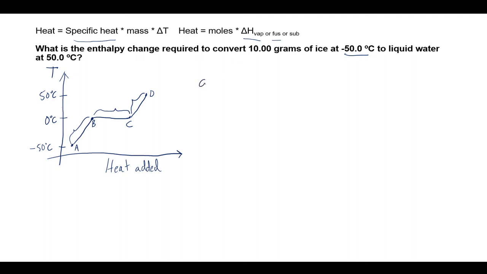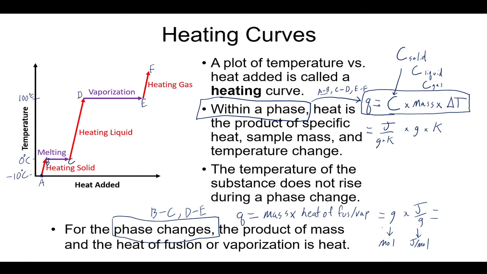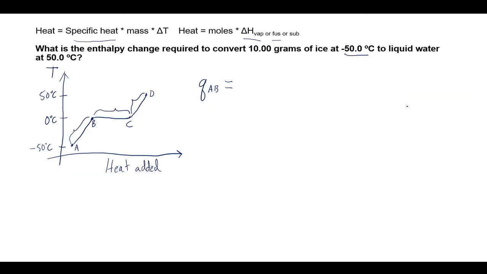So let's think about the amount of heat Q for A to B. For Q A to B, what formula am I going to use? Well, here I'm within a phase, I am just the solid. I need specific heat times mass times change in temperature. So I need the specific heat of the solid times the mass times the change in temperature, delta T.